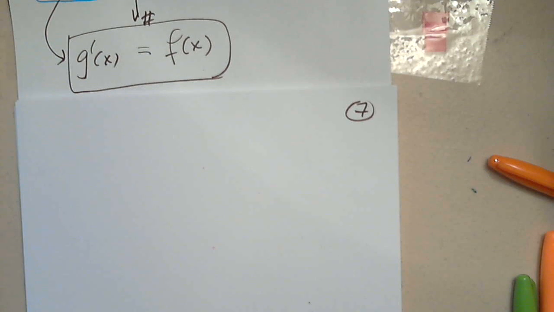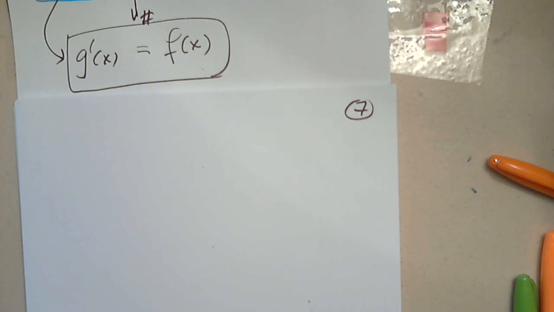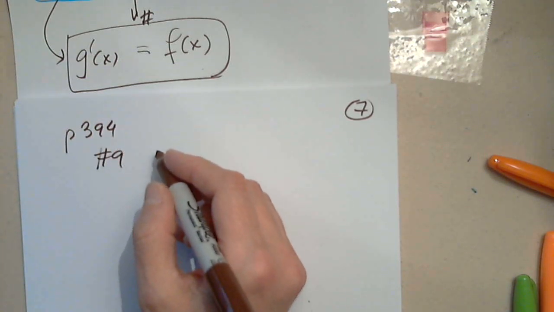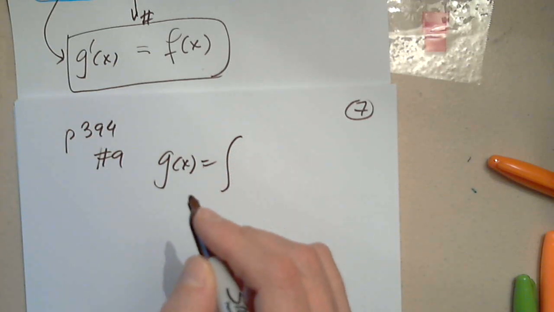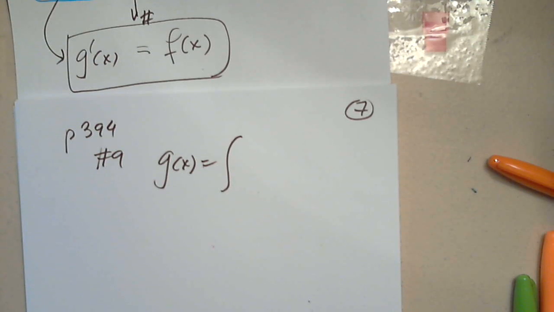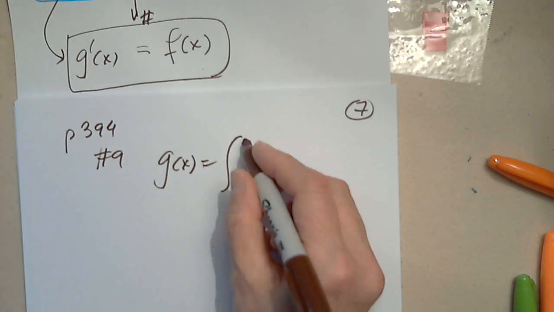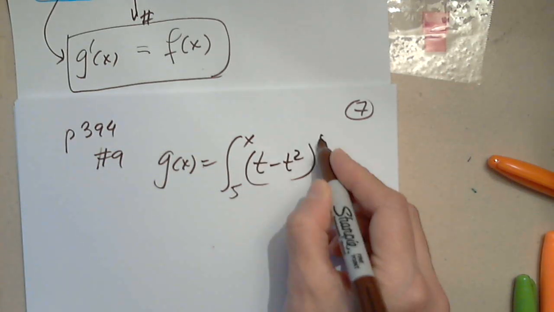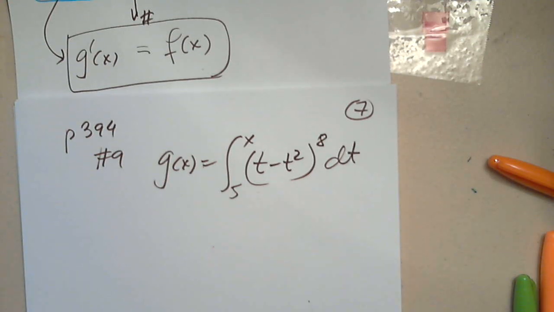And they come from page 394. So let's look at a simple example like number 9. We're given a function g of x, and it is an integral from 5 to x of t minus t squared to the 8th power dt, of course.